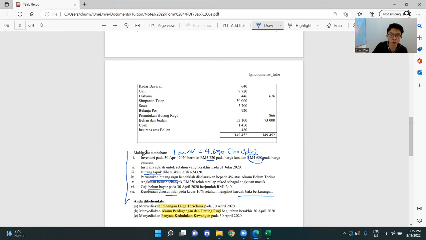Alright, then number 2, insurance adalah untuk setahun yang berakhir pada 31 July 2020. Now they are telling us that this insurance is for 1 tahun. 1 tahun ada 12 bulan. Correct now. Berakhir bila? 31 July 2020. Yeah, first thing first. How much have we paid for the insurance? Berapa yang kita telah bayar?